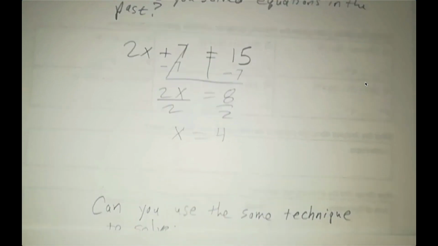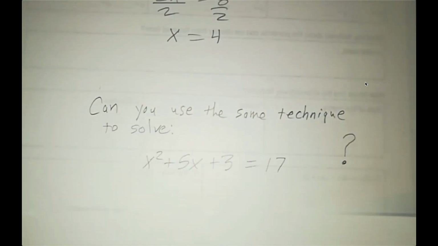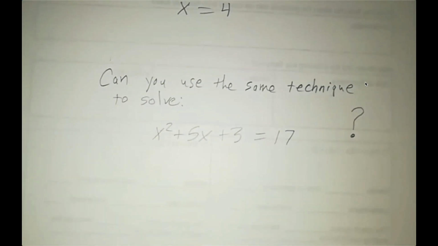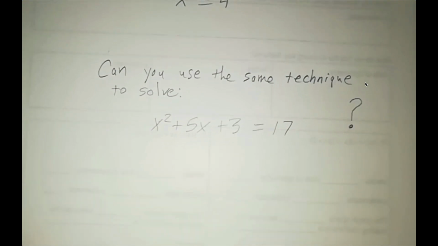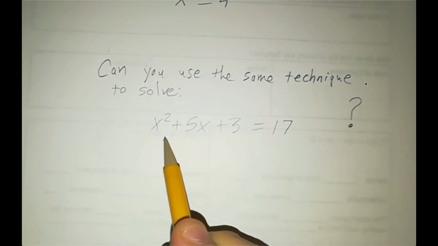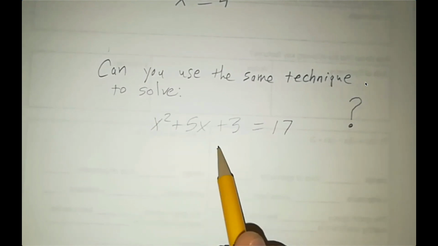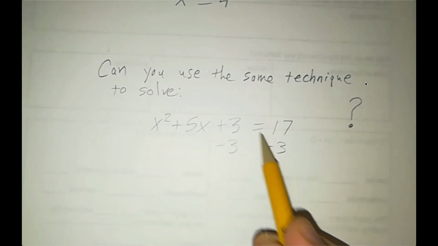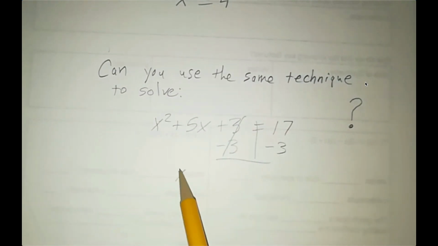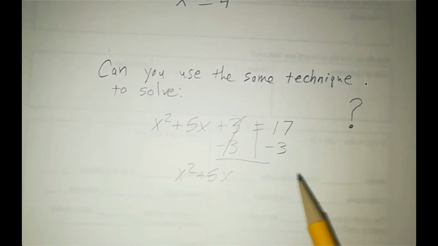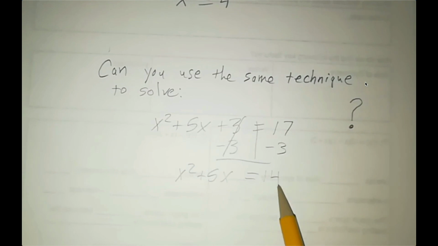Now, can you use the same technique to solve something like this? x squared plus 5x plus 3 equals 17. Let's give it a shot and just see what happens here. So I'm going to go ahead and, looks like maybe I'd take away 3 first. Let me try that. Okay, looks like that's going to do something here. All right, so I have x squared plus 5x equals 14.